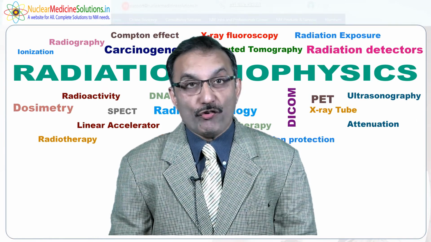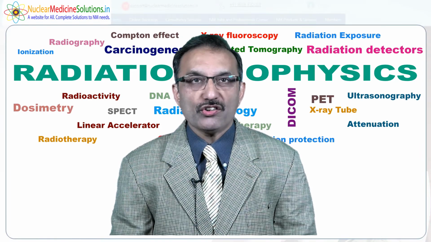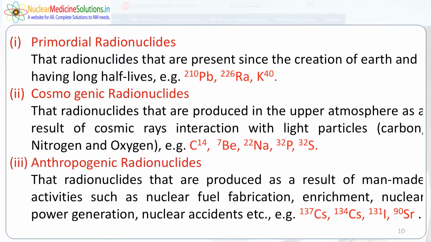Now, we should know what are the sources of radioactivity. As we understand, there are three different sources of radioactivity. First is called primordial radionuclides. These are radionuclides that have been present since the creation of Earth and have a much longer half-life, such as uranium, radium, potassium. We have potassium in our body also.